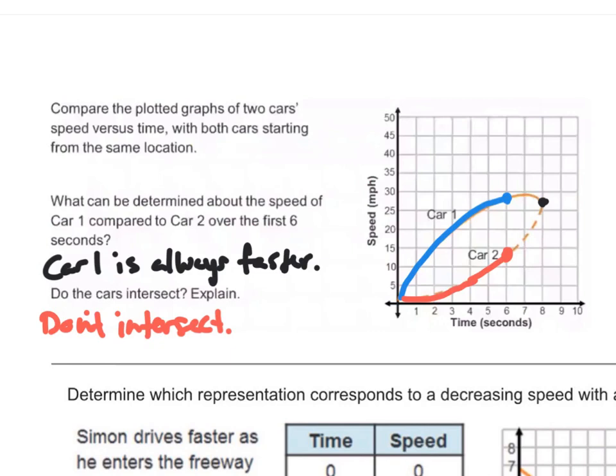But figuring out how far they travel based off of this graph is a calculus question. We can do it. We're just not going to. So they don't intersect, and the reason why is because car 1 is always faster. That's kind of a hard question.